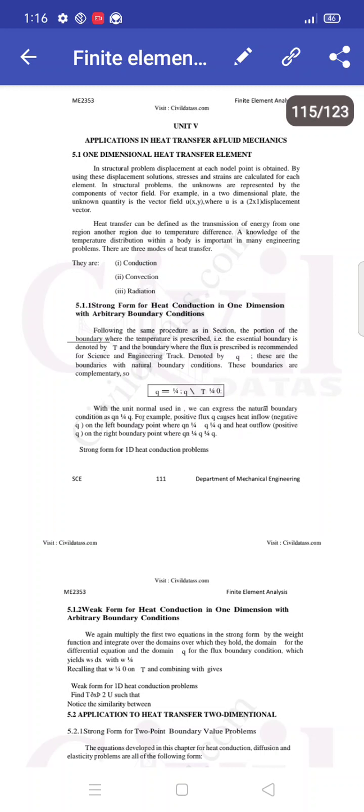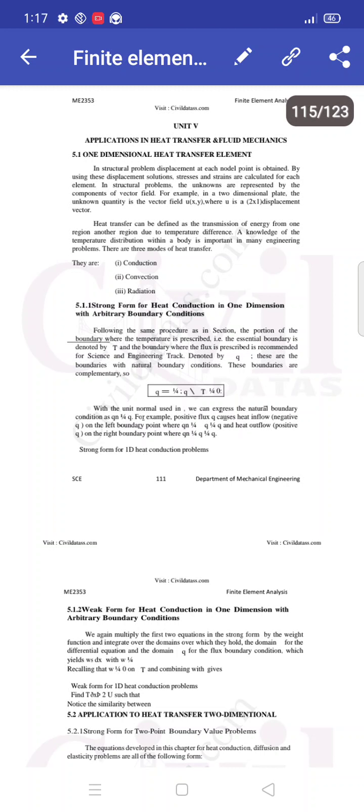Strong form for heat conduction in one dimension with arbitrary boundary conditions. Following the same procedure as in the previous section, the portion of the boundary where temperature is prescribed, that is, the essential boundary, is denoted by Γ_T, and the boundary where flux is prescribed is denoted by Γ_Q. These are the natural boundaries.